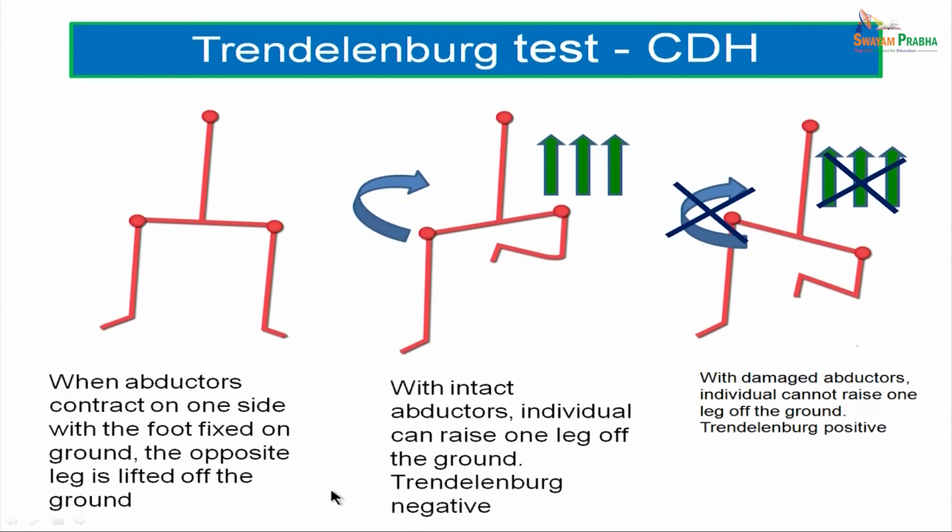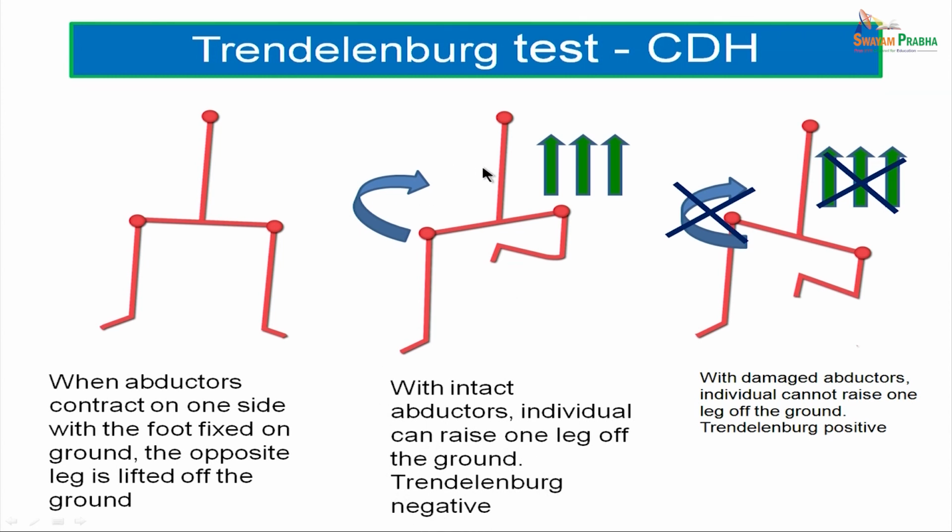Now, Trendelenburg test is a test which is used to test the integrity of the abductors. When the abductors contract on one side with the foot fixed on the ground, the opposite leg is lifted off the ground. That is, if the abductors on this side contract, they will help in lifting this leg off the foot. So, when these abductors contract with intact abductors, the individual can raise one leg, that is the opposite leg, off the ground. This is what is called Trendelenburg test negative.